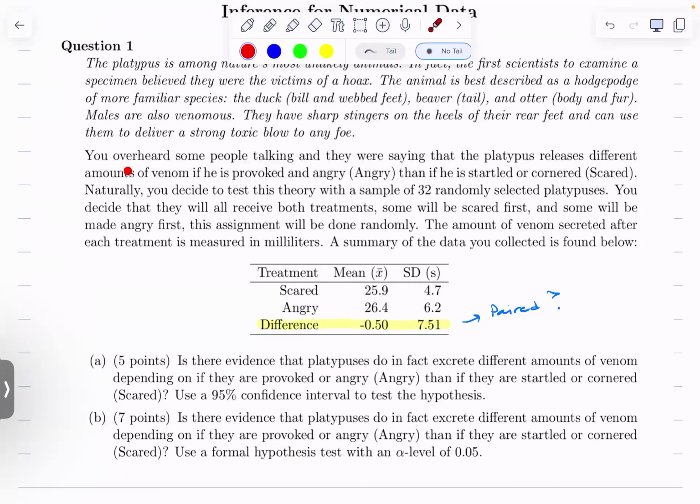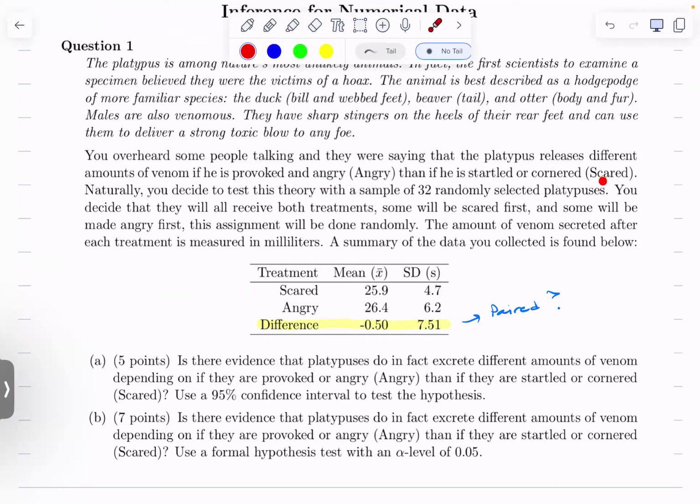Here's the question. You overheard some people talking, and they were saying that the platypus releases different amounts of venom if he's provoked and angry, which we'll classify as angry, than if he's startled or cornered, so we'll classify that as scared. I've made this up completely. So there's no weight to it.